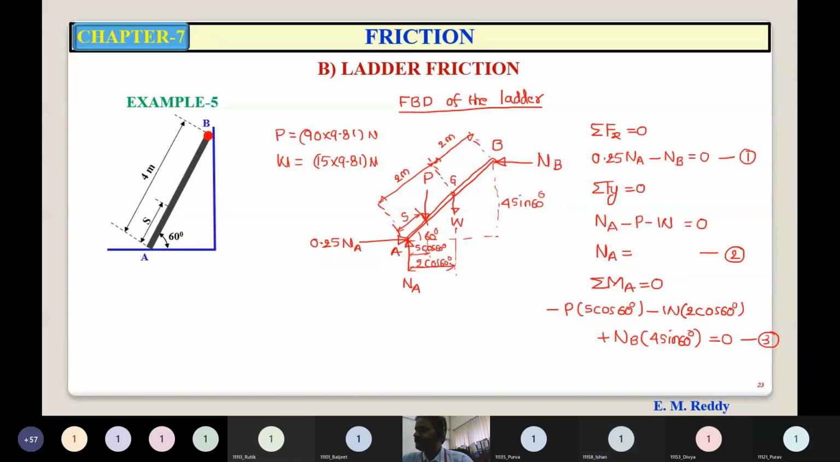Please check my answers. Na is 1030.05, and NB is 257.51. And the distance is 1.68 meters.